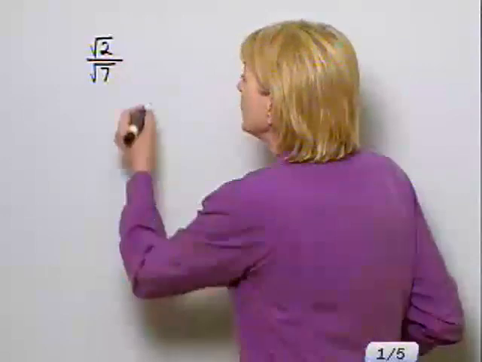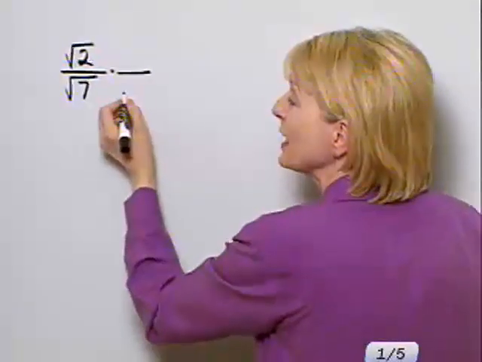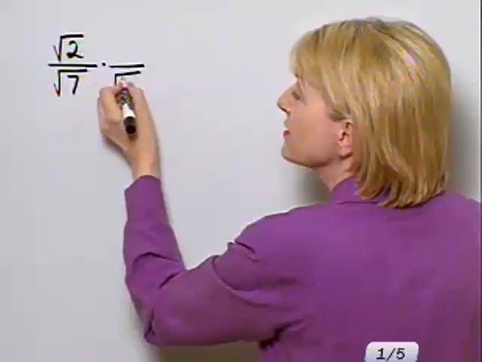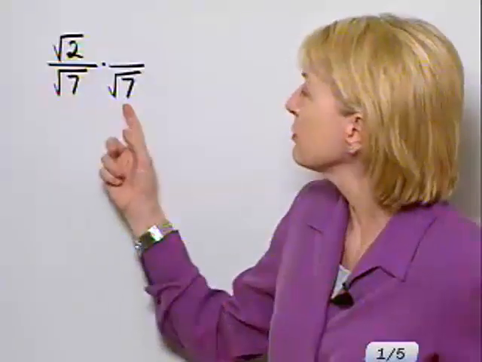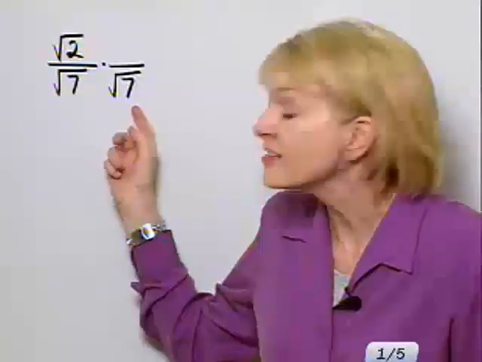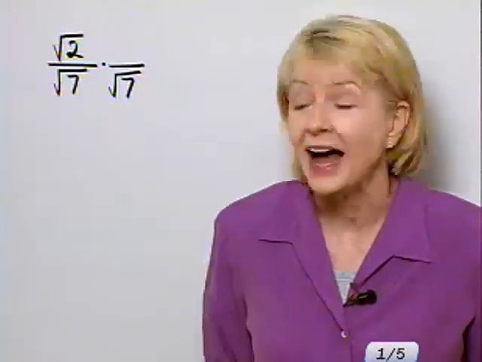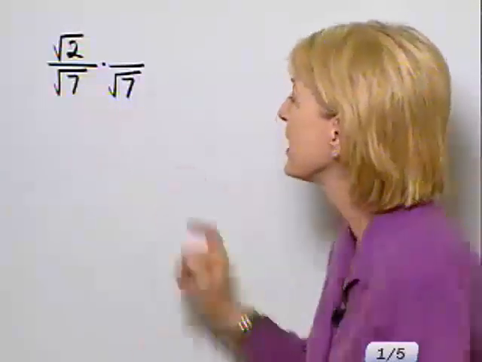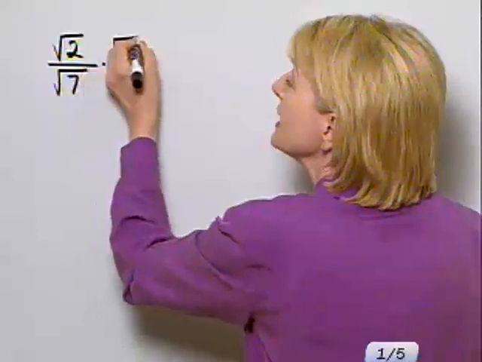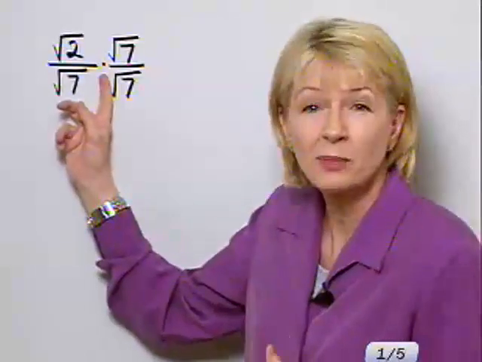longer contains a radical. Now, do you realize that if I were to multiply the denominator by the square root of 7, don't forget that the square root of 7 times the square root of 7 is 7, then the denominator would no longer contain a radical. I cannot do that in the denominator without also doing the exact same thing in the numerator, and here's why. I've written it this way on purpose.